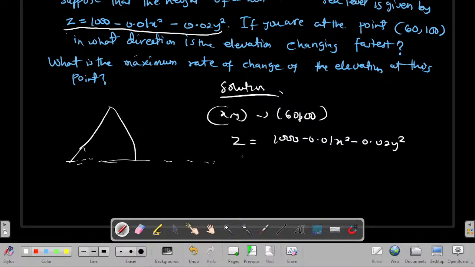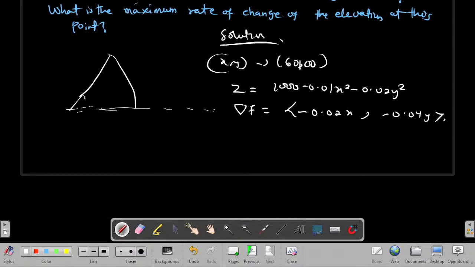Our gradient function is going to be this. Here, you are going to get it in two parts: fx and fy. For fx, differentiating with respect to x, 1000 will be 0, and I'll get negative 0.02x. This will be 0. Then let me differentiate with respect to y and add it. This will be 0, this will be 0, and this becomes negative 0.04y. So these two then become our gradient function.